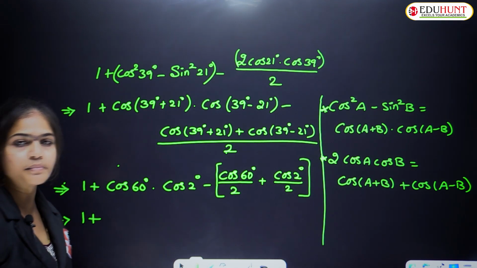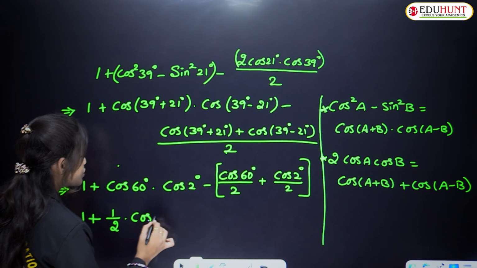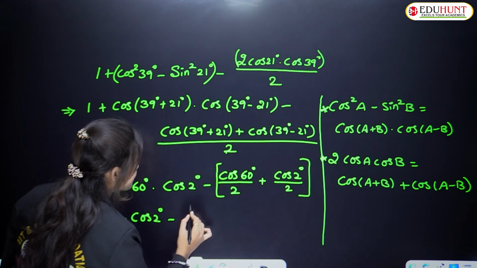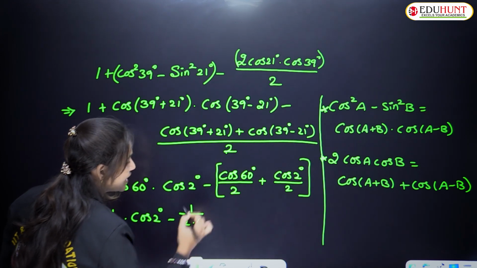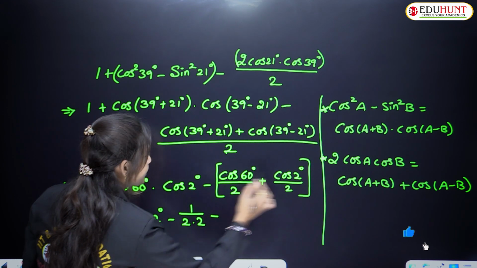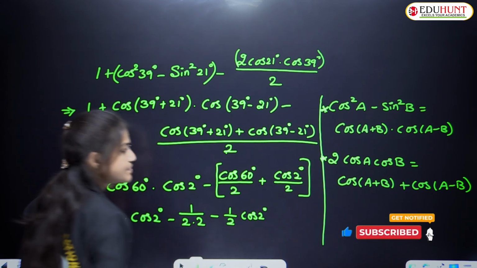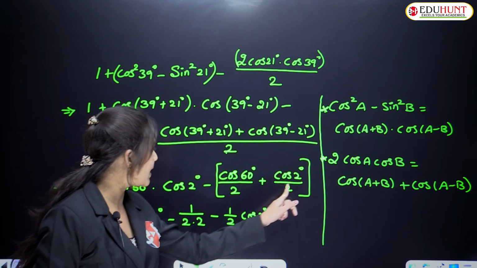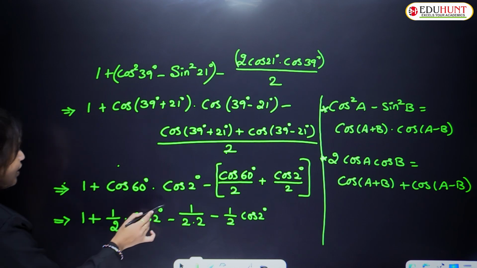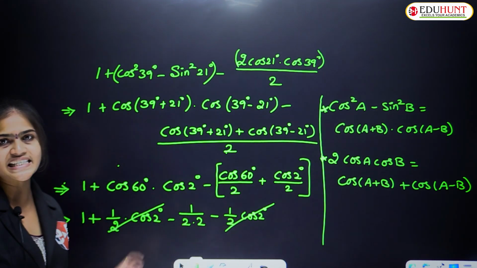Cos 60 degrees is nothing but 1 by 2. So 1 by 2 into cos 2 degrees minus, here cos 60 degrees means 1 by 2, and here again we are having 2, no? So that is 1 by 2 into 2 minus 1 by 2 cos 2 degrees. Shall we write like this? Okay, so cos 2 degrees by 2 is there, that one only I wrote as 1 by 2 cos 2 degrees. Why? Because see here 1 by 2 cos 2 degrees is positive and here negative is there, no? So that's why those two get cancelled.